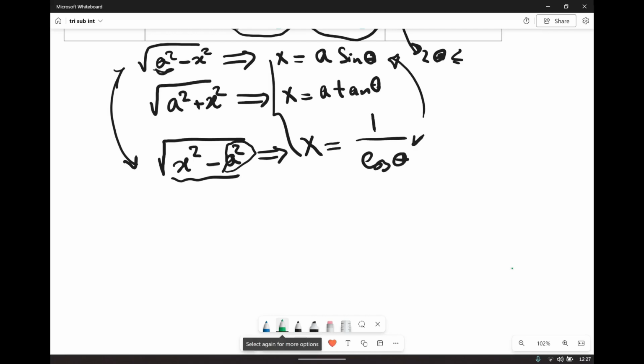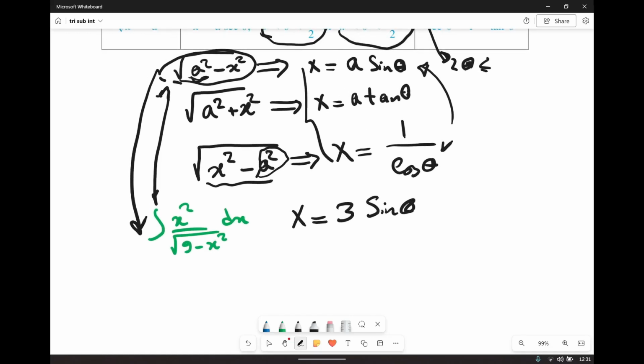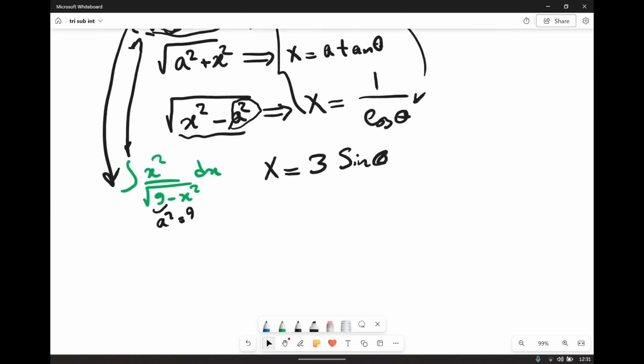As an example, consider we have the integral of x power 2 over the radical of 9 minus x power 2, dx. Therefore, I substitute x as 3 sine theta, because here a power 2 is 9 and a is 3, it's so simple. If we differentiate, dx is exactly 3 cosine theta d theta. But how can we get rid of the radical?